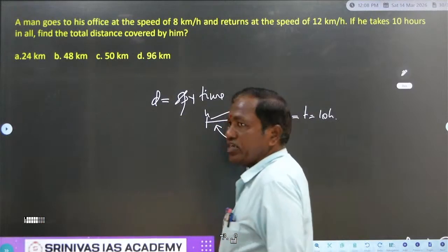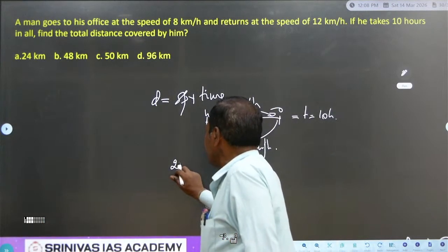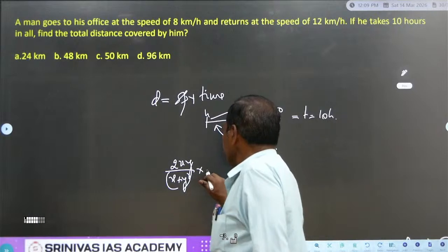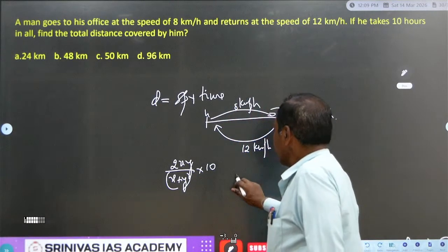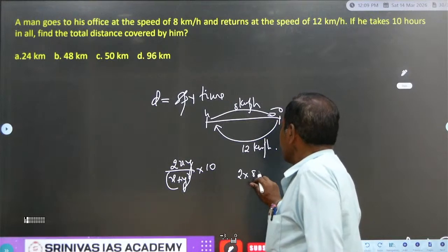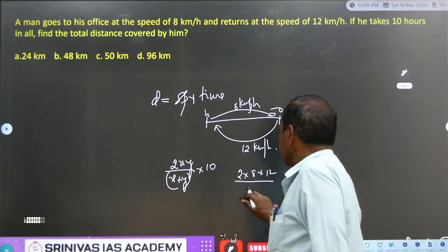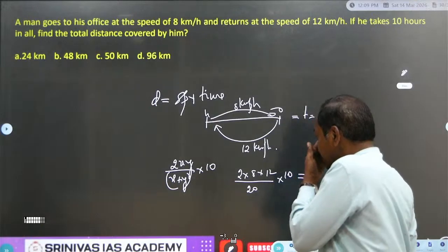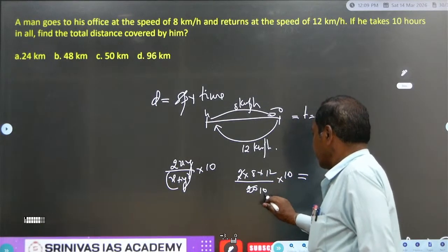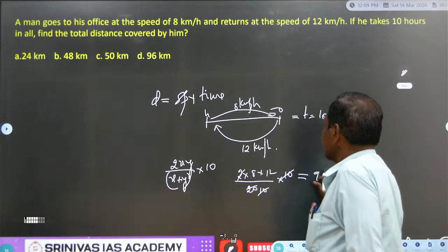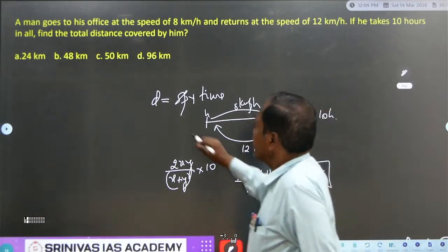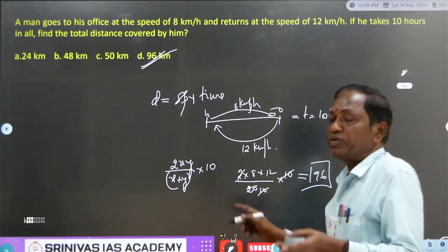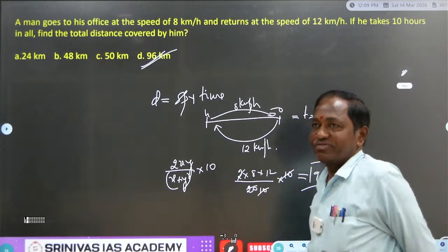There are two equal distances with two different speeds. Speed is 2xy by x plus y, into time, into 10. You have to take. So 2 into 8 into 12 by 20 into 10, you will get the total distance. 2 ones are 2, 2 tens are 10, and the 10 gets cancelled here. 96. Total distance covered is 96, while going and while coming. Sometimes they ask just the distance between home and office, then you have to divide by 2.